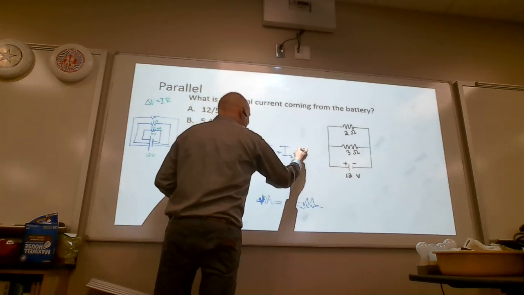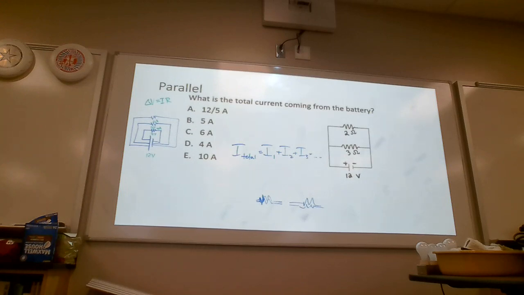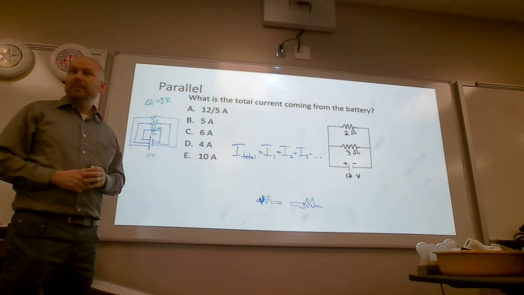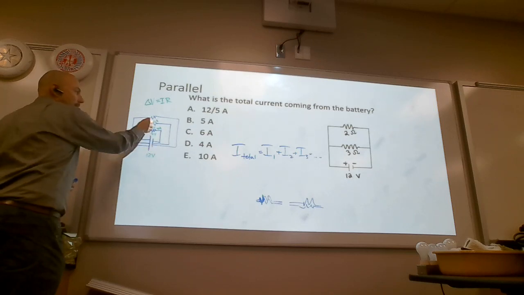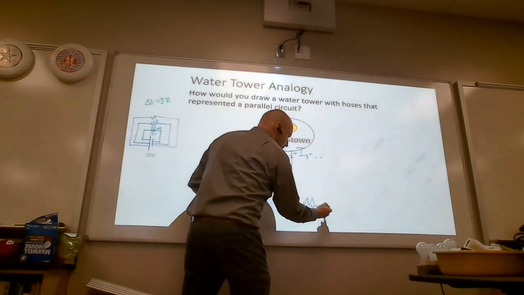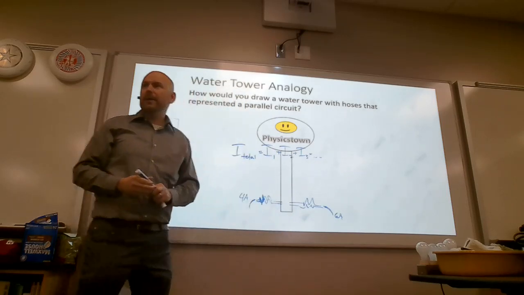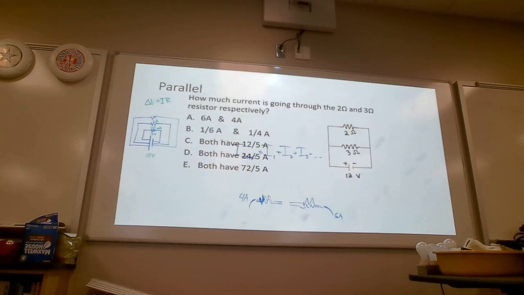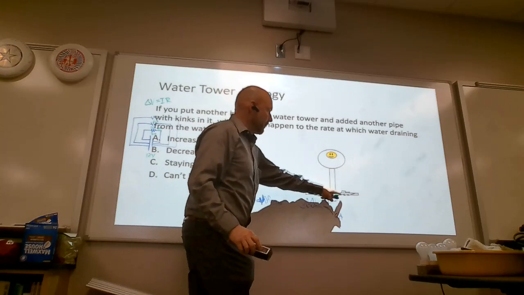Remember this equation? Oh, right. So in parallel, that's our expression for total current. There's 4 amps coming out of here, there's 6 amps coming out of here, there's 10 amps total coming out of the battery. In our water tower, there are 6 amps coming out of here, 4 amps coming out of here. Total draining from the water tower is 10 amps. Good with that? So this is my rendition of the kinked water hose.